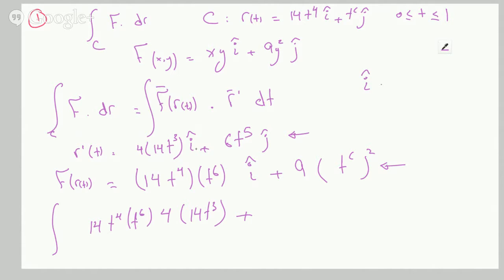note I dot I is equal to 1. Same thing for j dot j and k dot k. So plus 6 t to the 5 times t to the 6 squared. And there's, of course, a dt on each one of those r prime components that I didn't write there, but I will include here. And we are integrating from 0 to 1.